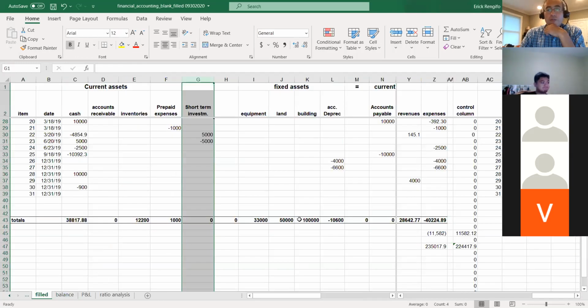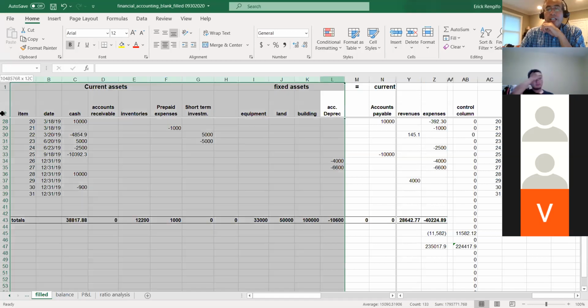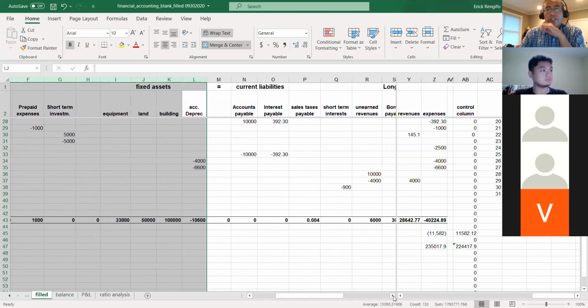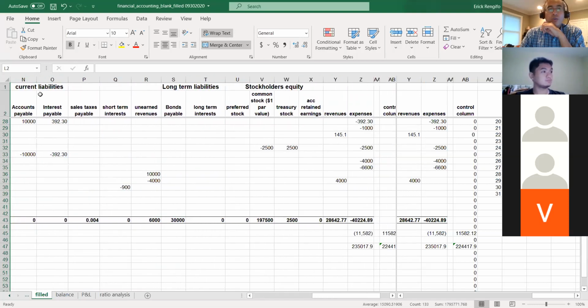So we have finished all this part here, that is assets, fixed assets, etc. Now we are going to start taking a look at liabilities. We have short-term and long-term, so it's basically up to here. We're going to focus on this part here.